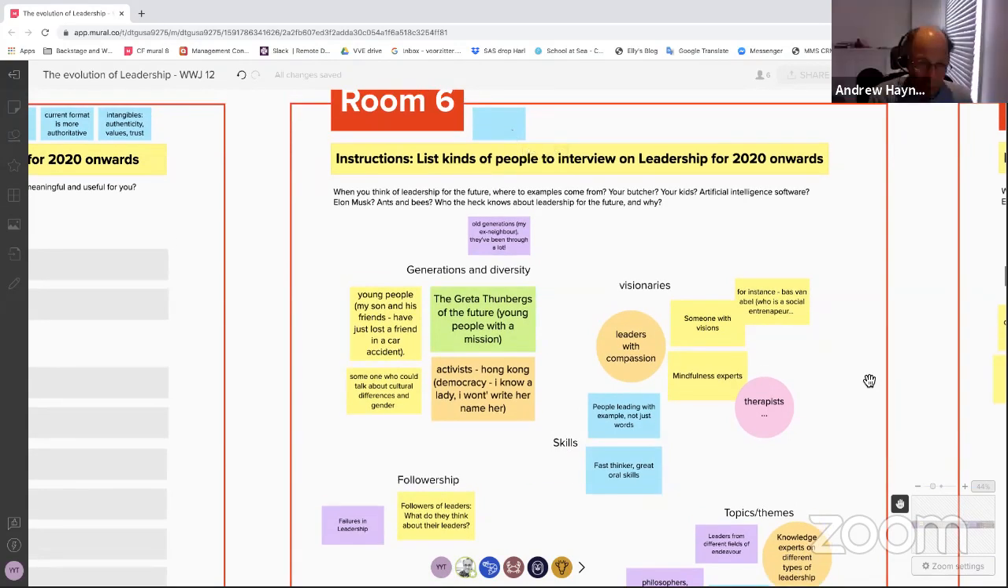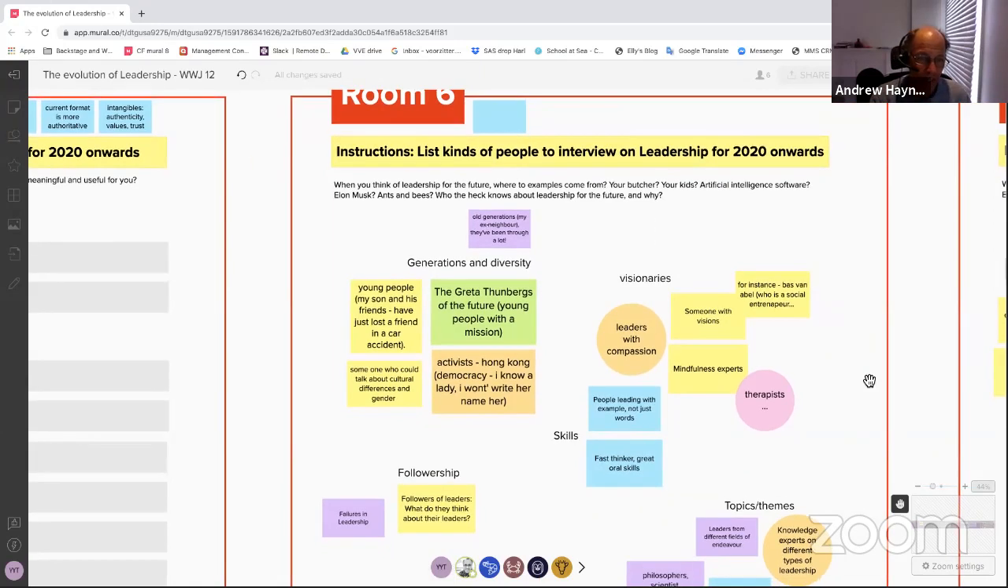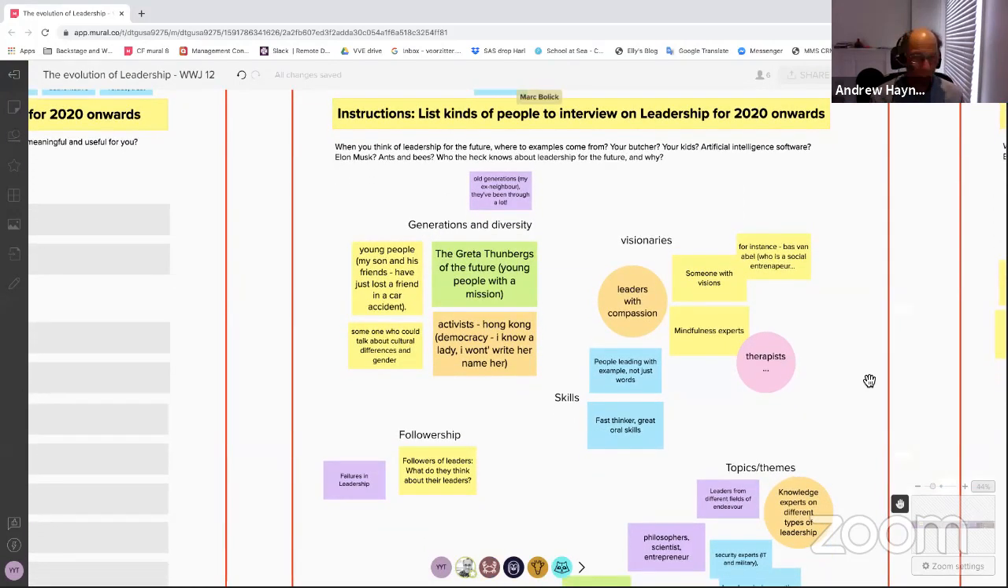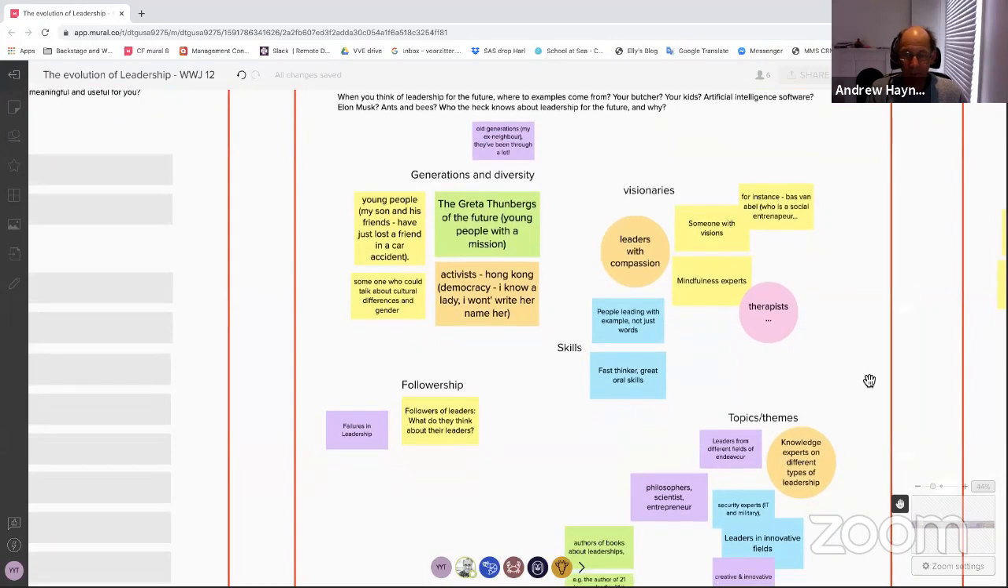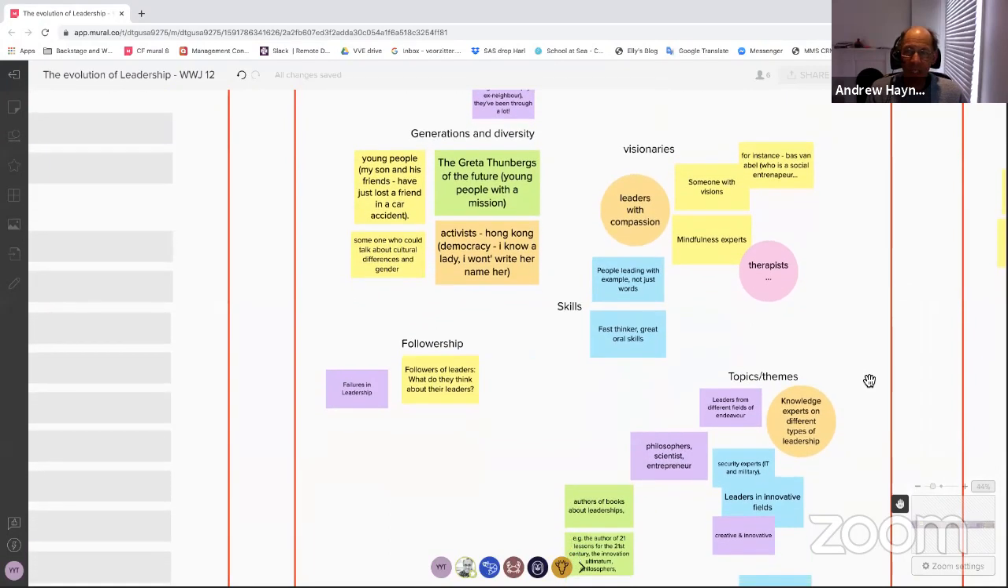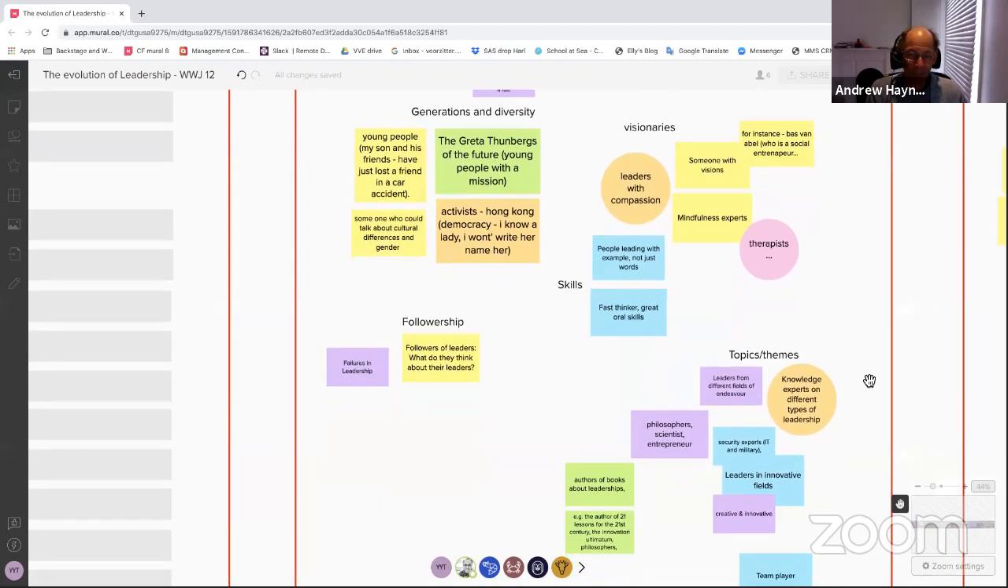Okay, so I'm Andrew. I'll share for our group. We did some brainstorming and then we clustered it into topics. The first topic is around generations and diversity, picking up themes like Greta Thunberg and activists in Hong Kong, young and old. Then the next general theme was visionaries, and there are 2 aspects to that: the kind of skills they have, like passion, fast thinking, oral skills, mindfulness, but then also the types of vision they have. And a social entrepreneur like Bas van Abel came up.